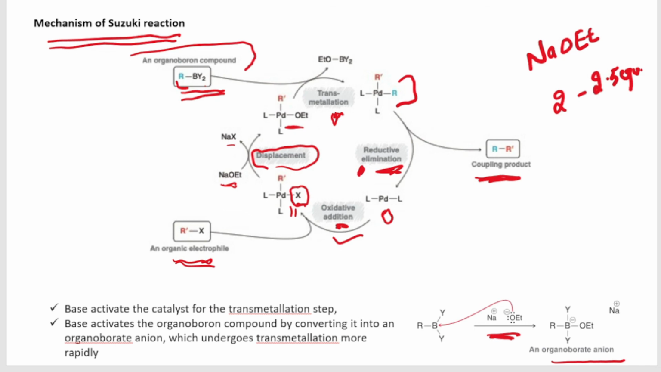Okay, so viewers, this was about the Stille reaction and Suzuki reaction. In future, I will come with the Sonogashira reaction, Heck reaction, and some other organometallic reactions which are currently in use in industry and research labs. Thank you.